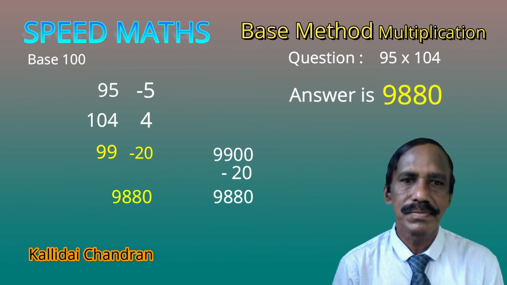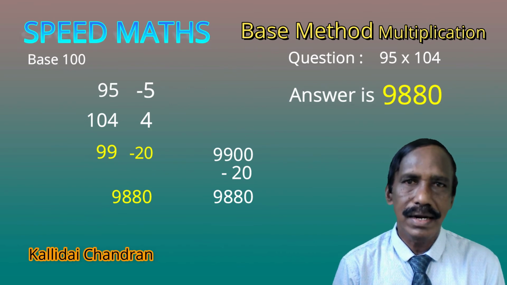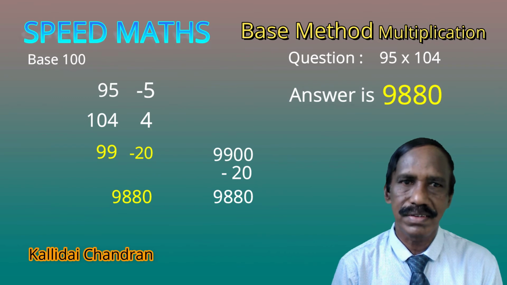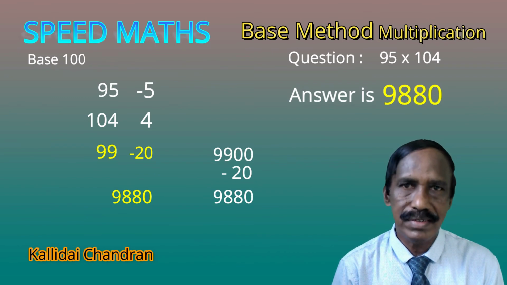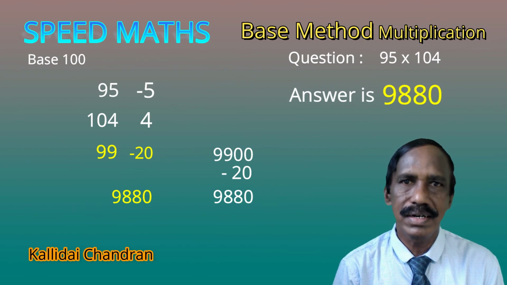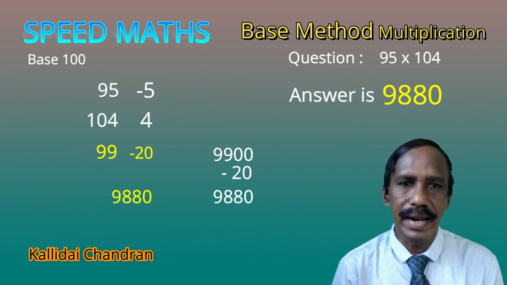That is, 99 we cannot directly deduct -20 from, because the value of 99 is not 99. It is 9,900. How to find the value in such cases? If the base is 100, then in such cases we have to add 2 zeros with 99. In this case, since the base is 100, we have to add 2 zeros to 99, hence the value is 9,900.